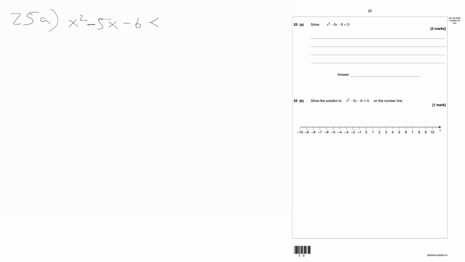So moving on to question 25a, and we have the quadratic inequality x² - 5x - 6 is less than 0. What we're going to do here is make this equal to 0, solve this equation, and then try to determine where this quadratic is less than 0. We can do quite a simple factorization here. We can rewrite this as x squared plus x minus 6x minus 6 equals 0. And then we can factorize this as (x + 1)(x - 6). So this gives us solutions of x equals -1 and x equals 6.